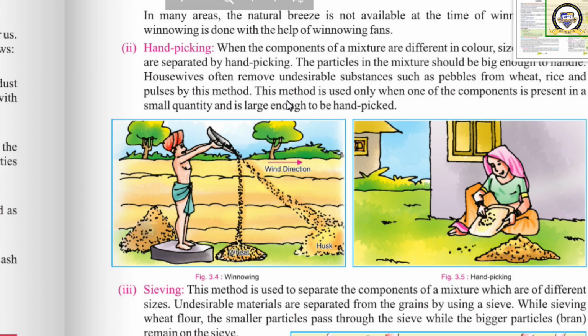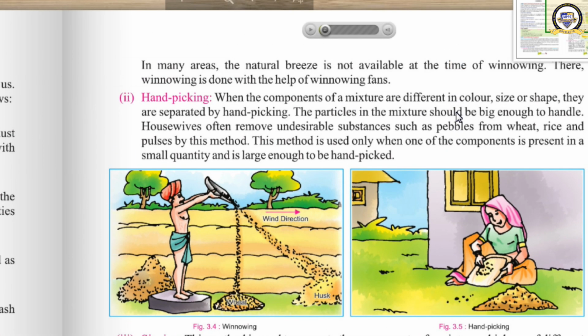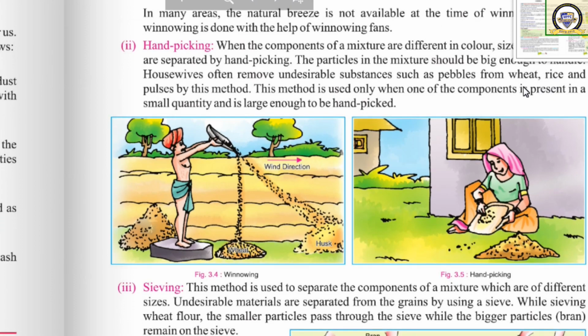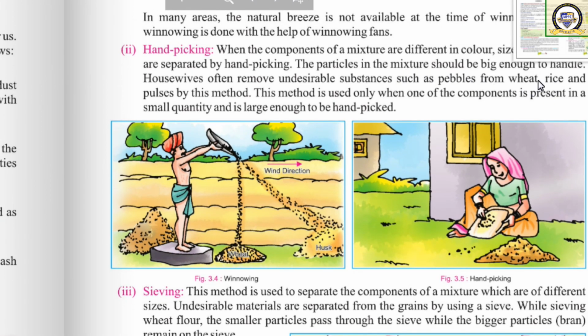The next process to separate solid from solid is hand picking. When the components of a mixture are different in color, size or shape, they are separated by hand picking. They can be easily picked out by hand. That picking with the help of our hand is called hand picking. The particles in the mixture should be big enough to handle. Then only hand picking is possible.